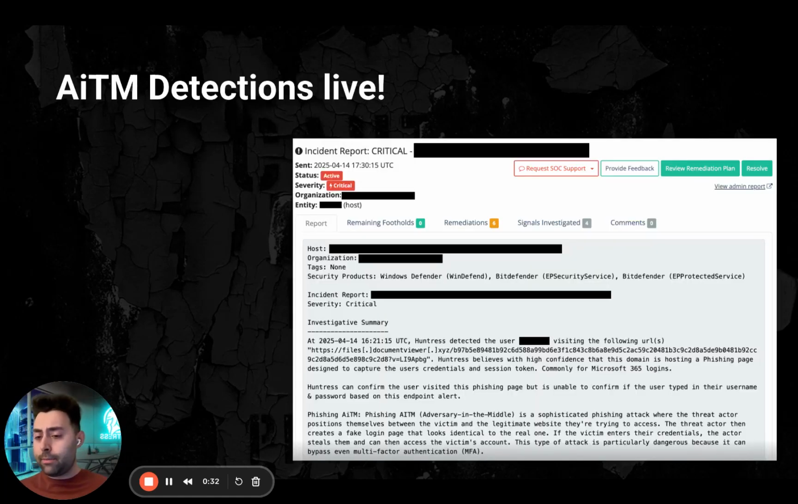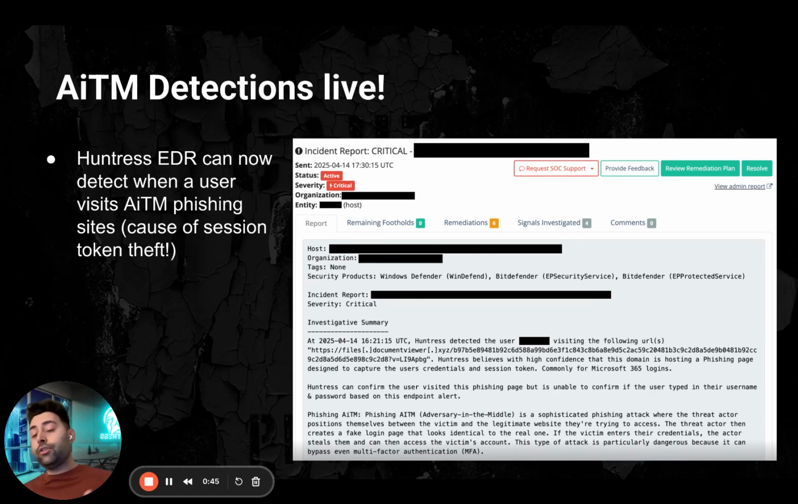Now, how are we able to do this? As of now, the adversary in the middle detections are currently live. We do have some examples. We actually prevented this from happening with many organizations that we protect around the world. So the Huntress EDR can now detect when a user visits an adversary in the middle phishing site, which normally is coupled with a session token theft, especially for things like Microsoft pages as well.